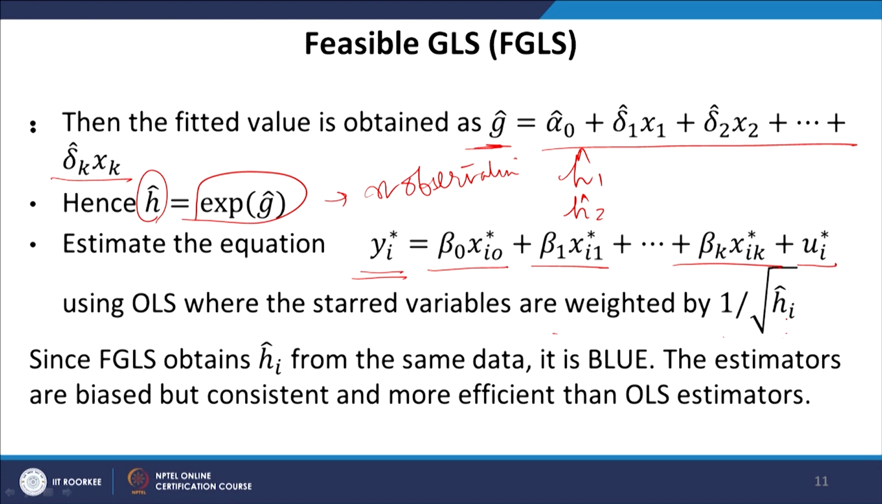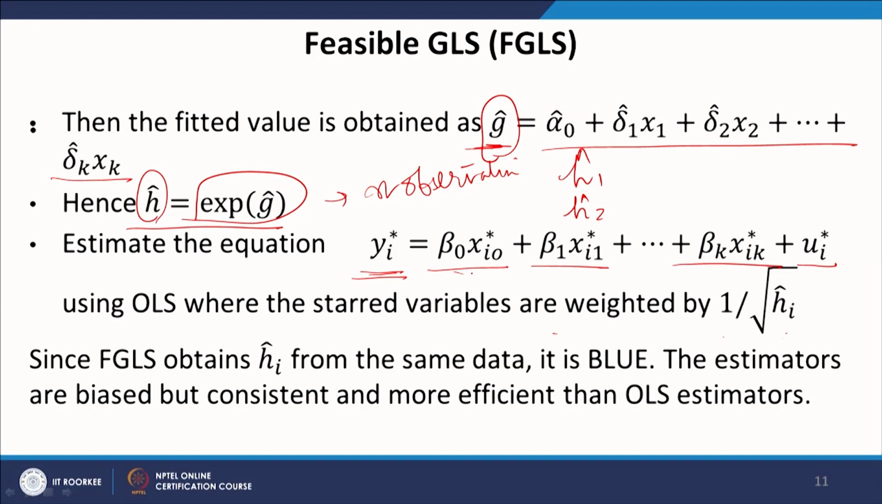In case of feasible GLS, what is different from WLS is that we do not know the functional form; rather, we have hypothesized a functional form of the error variance with respect to the independent variables, and then we have tried to come up with an estimate of the hypothesized relationship. The estimate is given by g hat, or h hat equals exponential g hat, and then we divide the original equation by that estimated value of the hypothesized relationship, and then we try to obtain the values of beta naught, beta 1, beta k.